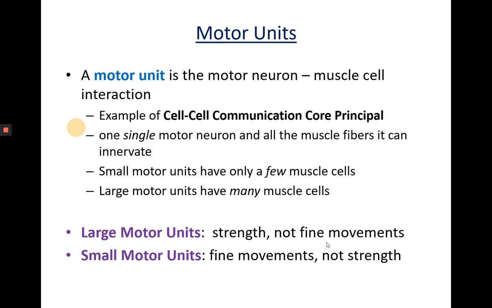Okay. Small motor units are going to have only a few muscle cells, while large motor units will have many muscle cells. So the large motor units are going to be in charge of things like strength, but not fine movement, while small motor units are going to be in charge of fine movement, but not strength. So think about examples of large motor units in your body and think about examples of small motor units in your body.